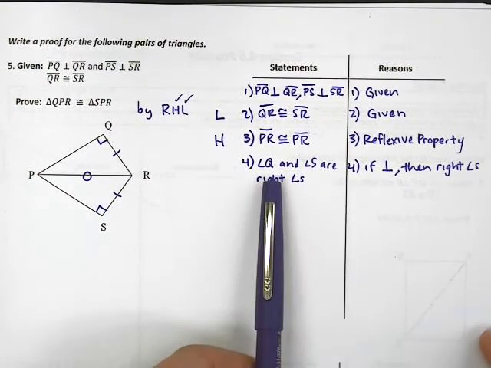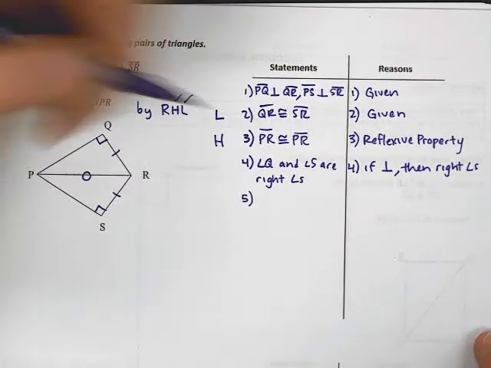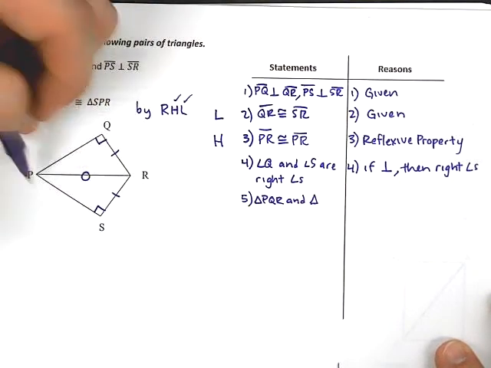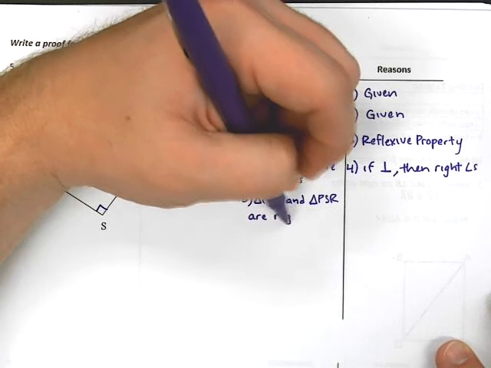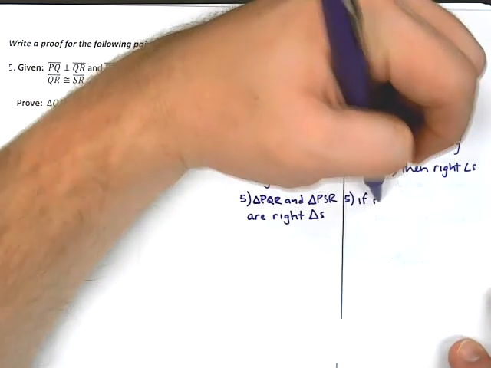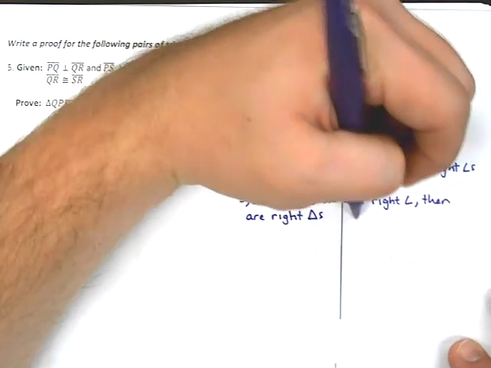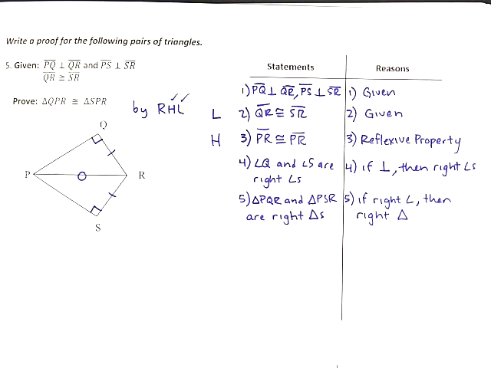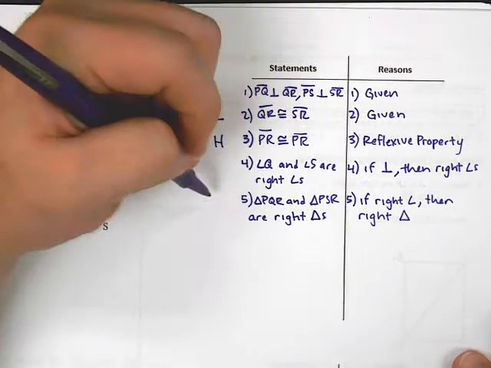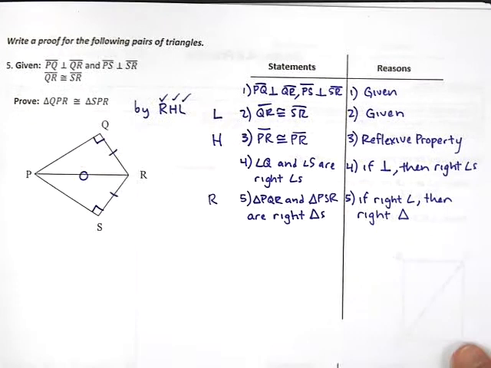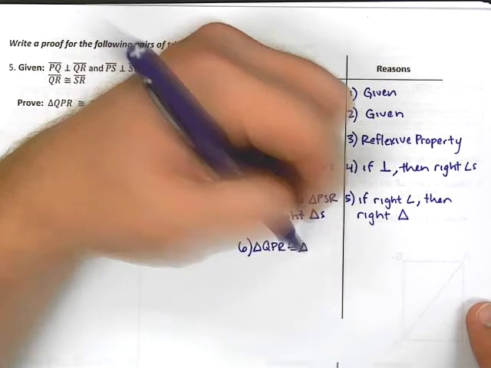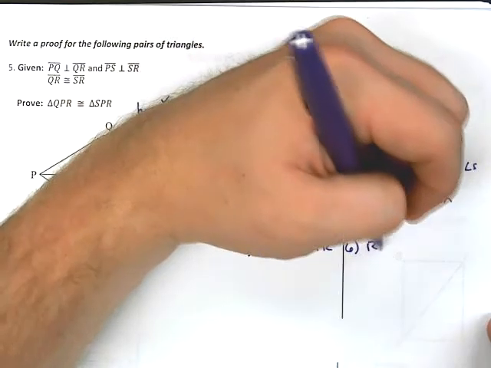So I'm happy that I know now that Q and S are right angles, but I need to go one step further. And I need to say triangle PQR and triangle PSR are right triangles. And how do I know that? If right angle, then right triangle. Okay, and I know that seems kind of silly, but it's very important that you know the difference. I don't just need right angles, I need right triangles, because that's what the theorem says. So now that I have right triangles, I can say I have my R, and now we know we're ready to finish up the proof. I can now say triangle QPR is congruent to triangle SPR, and I used the RHL postulate or theorem.